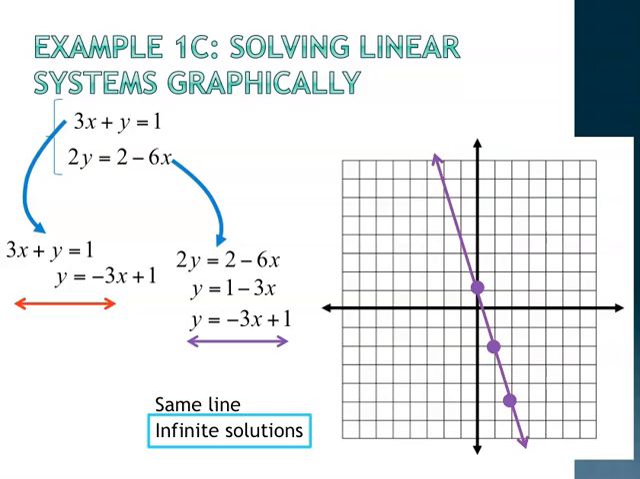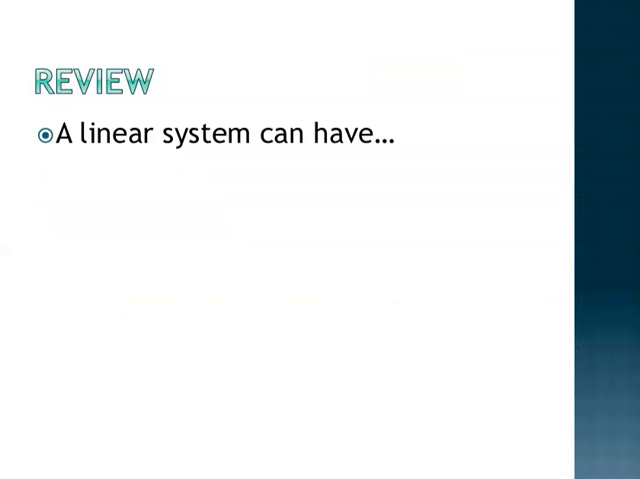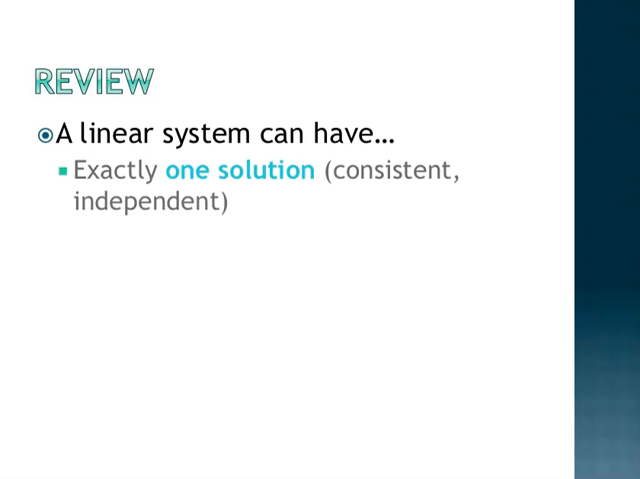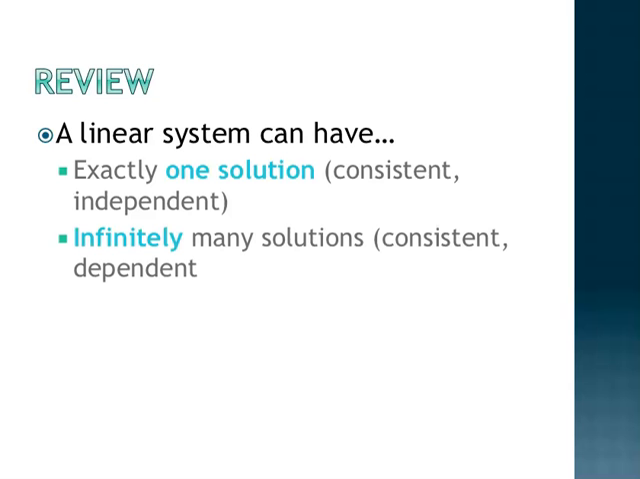So just to recap, we had linear systems of equations that we graphed, and we found that we can have exactly one solution. In terms of terminology, we call this consistent and independent. If we have an infinite number of solutions, that means this is consistent but dependent. Or we can have no solution, which is what we call inconsistent.